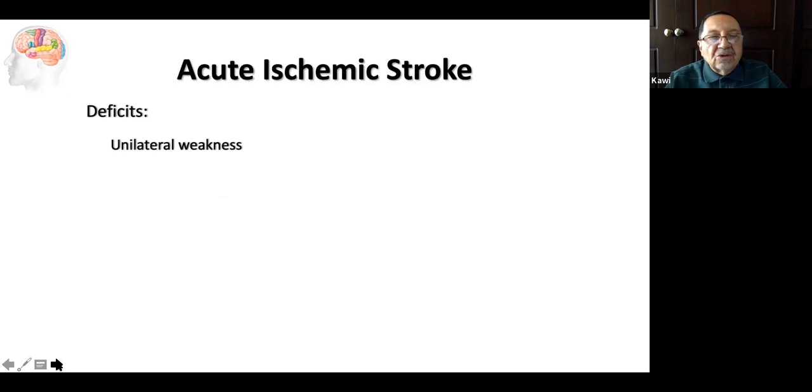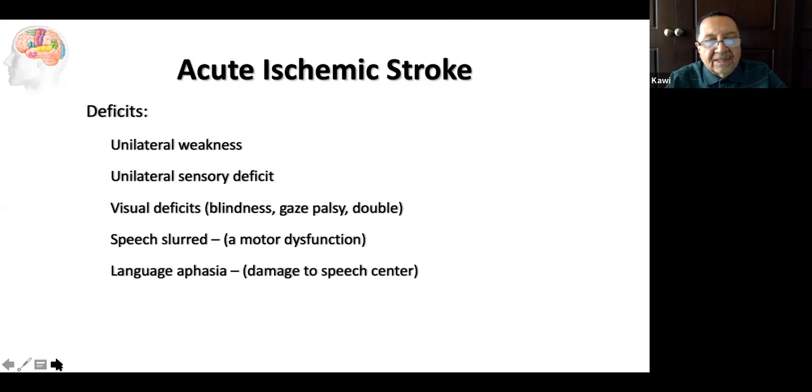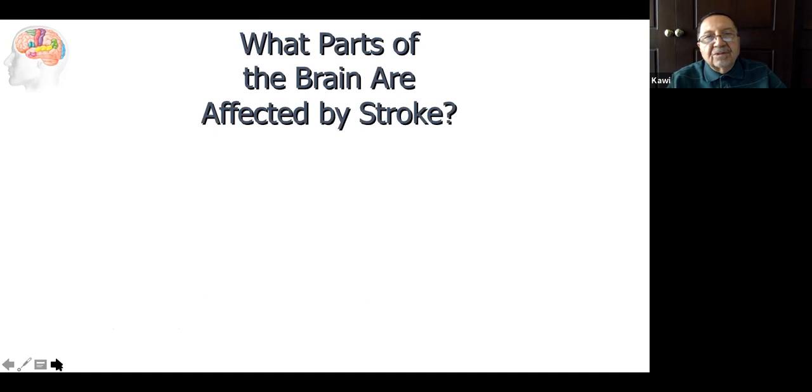In acute ischemic stroke, the deficit is either unilateral weakness, sensory or visual deficit, blindness, hemianopsia, or double vision. The speech is slurred, or he has language problems such as aphasia, which is damage to the speech center, or ataxia in posterior fossa lesions, or some cognitive impairment if it affects the temporal structures.